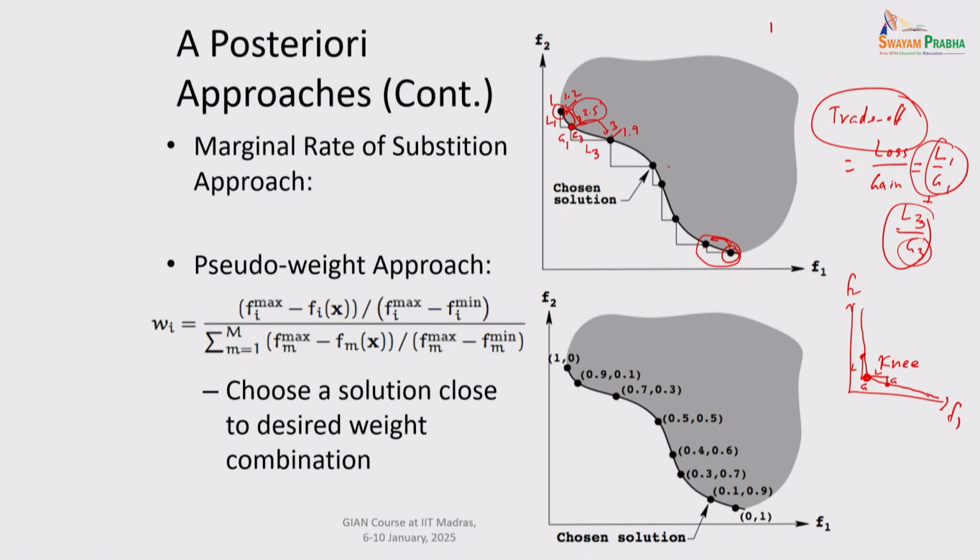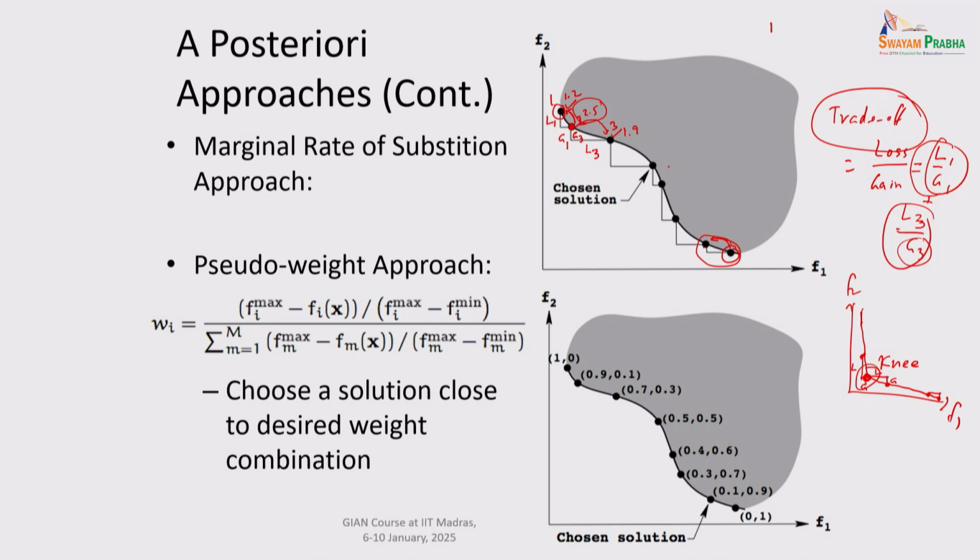Rather, if you have a point here and go to its neighbor, the loss per gain is not that high as over there, and the same thing is over there. So this kind of point will have a very large trade-off, and people in industry like these knee points to choose them because they have very high trade-off.